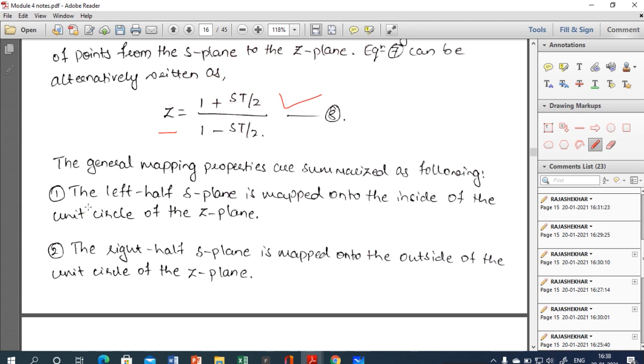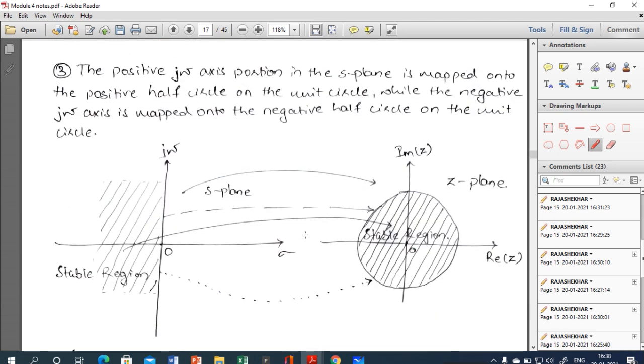Properties summarized here. First, the left half of the S plane is mapped into the inside of the unit circle of the Z plane, which is shown here. So this is the ROC of the Z plane or Z transform, region of convergence we can call. I hope you studied this in Z transform. Whenever the magnitude of z is less than or equal to 1, the area we call the stable region, which is shown with the shaded part. The outside part of this Z plane is an unstable region.